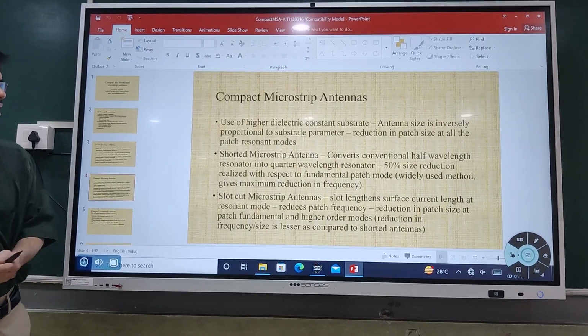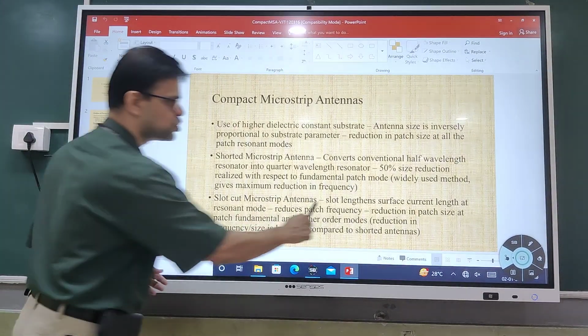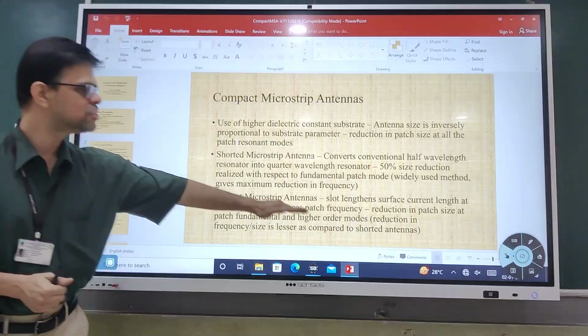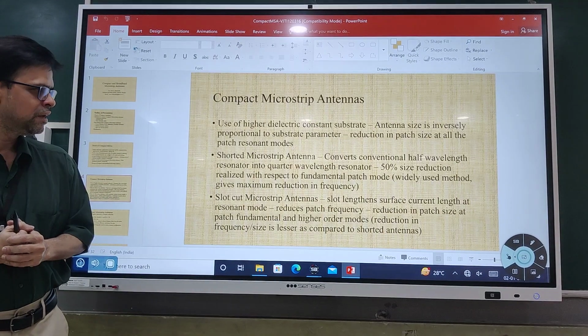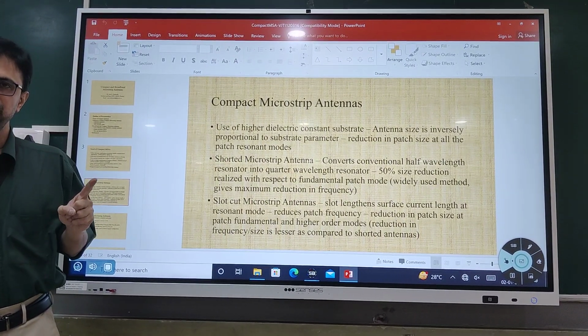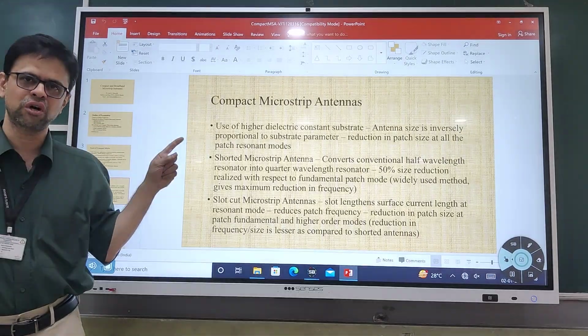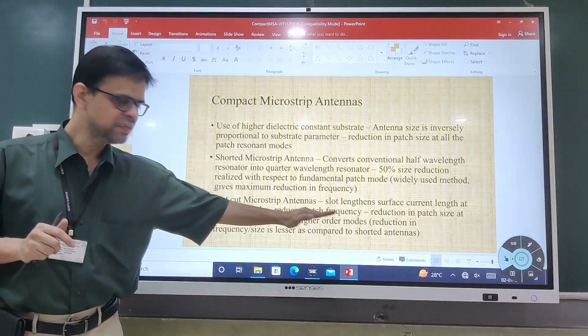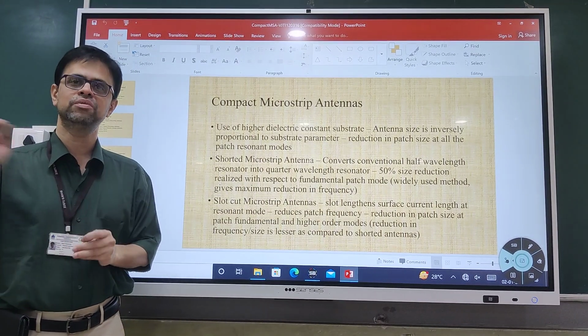In detail we will talk about it later in the following slides. So a slot lengthens the length of the surface current and it reduces the patch frequency. Okay, this is applicable predominantly at the fundamental mode, but unlike the case of the shorted design, we do use this at higher order modes as well.